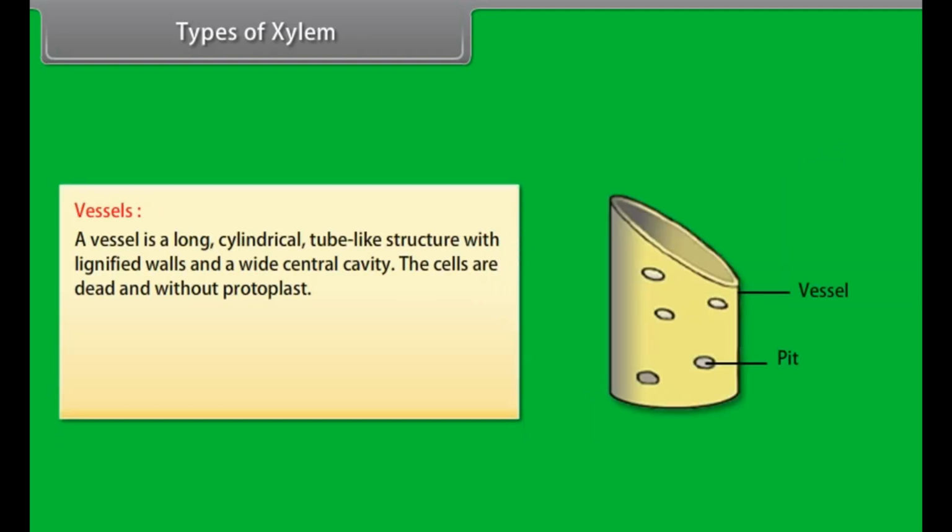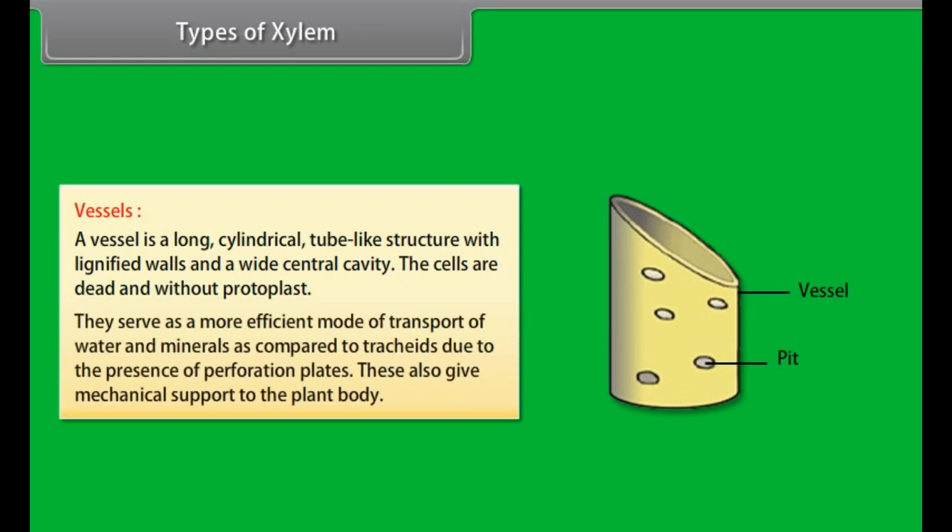Vessels. A vessel is a long, cylindrical, tube-like structure with lignified walls and a wide central cavity. The cells are dead and without protoplast. They serve as a more efficient mode of transport of water and minerals as compared to tracheids due to the presence of perforation plates. These also give mechanical support to the plant body.